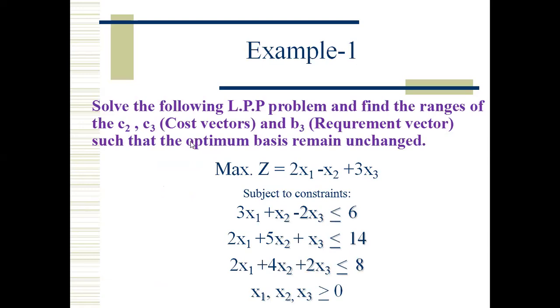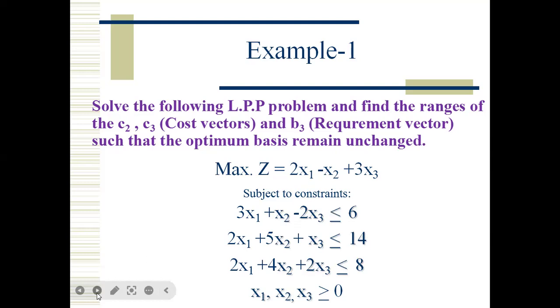This is the objective function. There are 3 constraints and the non-negativity restriction. This is why it is called a linear programming problem. Now, C1 equals 2, C2 equals -1 and C3 equals 3, which is the cost vector in the objective function. The requirement vector is b1 equals 6, b2 equals 14 and b3 equals 8. The coefficient matrix is 3, 1, -2, 2, 5, 1, 2, 4, 2.